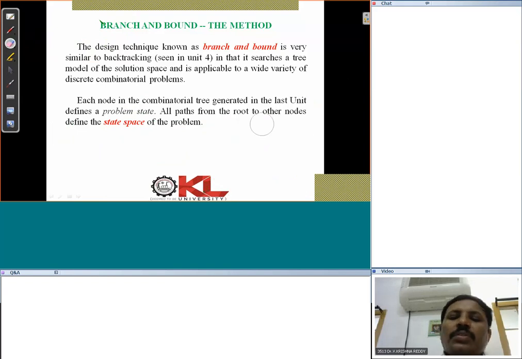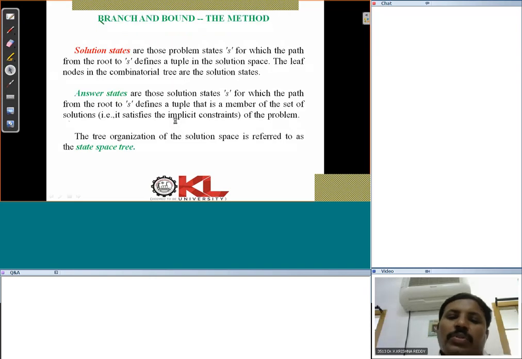About state space tree and node representations. Okay, I hope everyone is clear what is the meaning of state space tree and what is the meaning of solution state, answer state, and the state space tree. What is the meaning of solution state?